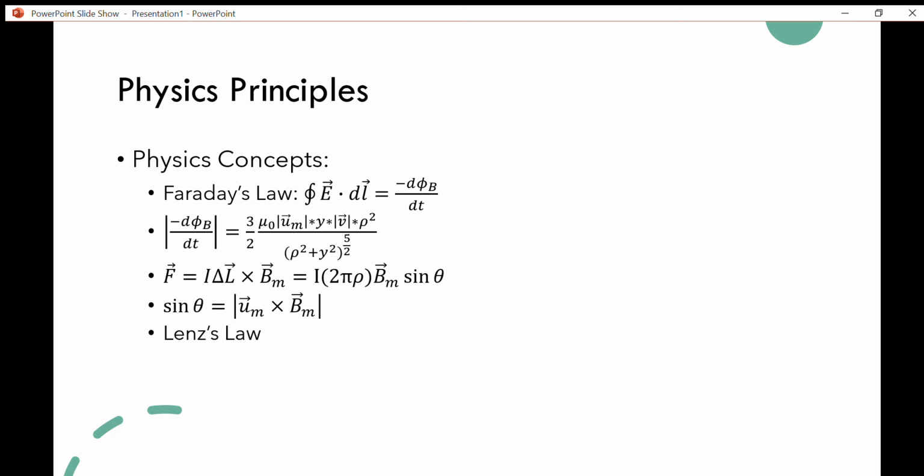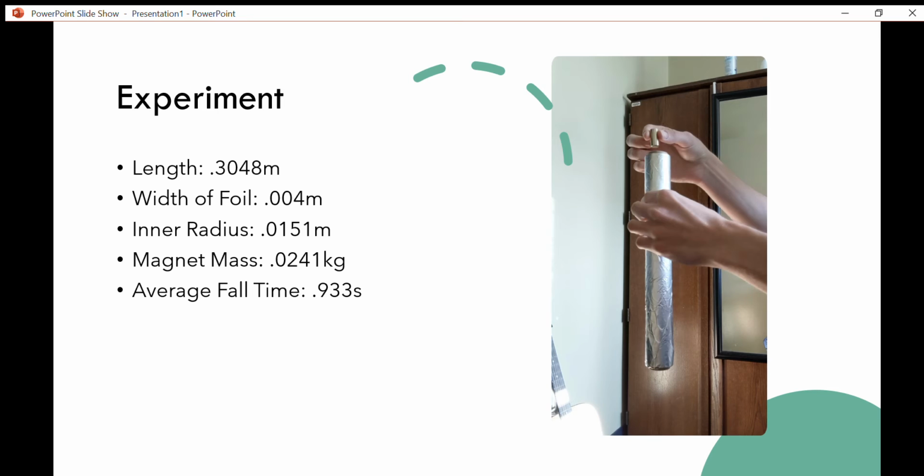So here are the physics principles. First equation is just Faraday's law, and the second equation is just the formula for the change in flux. And then the third equation is just the magnetic force on a current, or created by a current rather. And then the fourth equation is just what we use to calculate sine of theta, which is the magnitude of the magnetic dipole moment with the magnetic field. And then Lenz's law, which is just that an induced current has a magnetic field of its own, which opposes the change in flux.